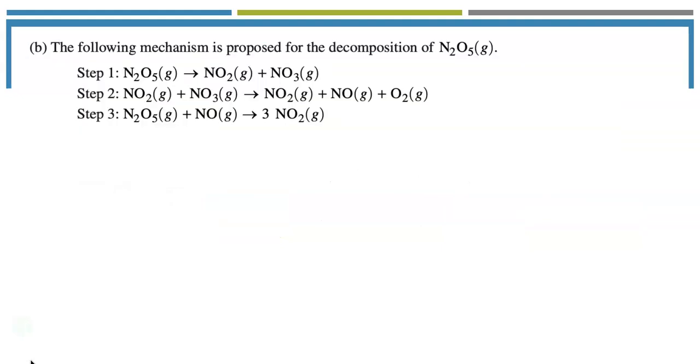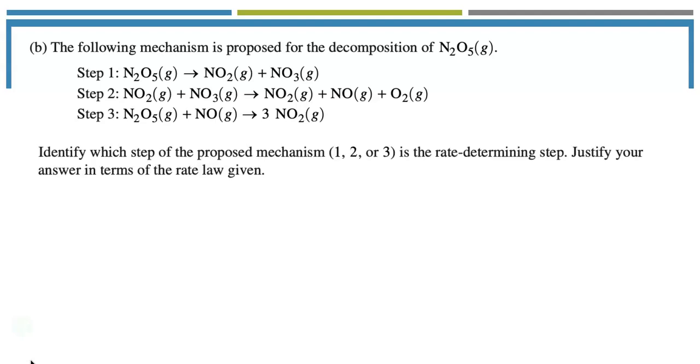The following mechanism is proposed for the decomposition of N2O5. What I see here is a mechanism with 3 elementary steps. The question is, identify which step of the proposed mechanism, step 1, step 2, or step 3, is the rate determining step. Justify your answer in terms of the rate law given.